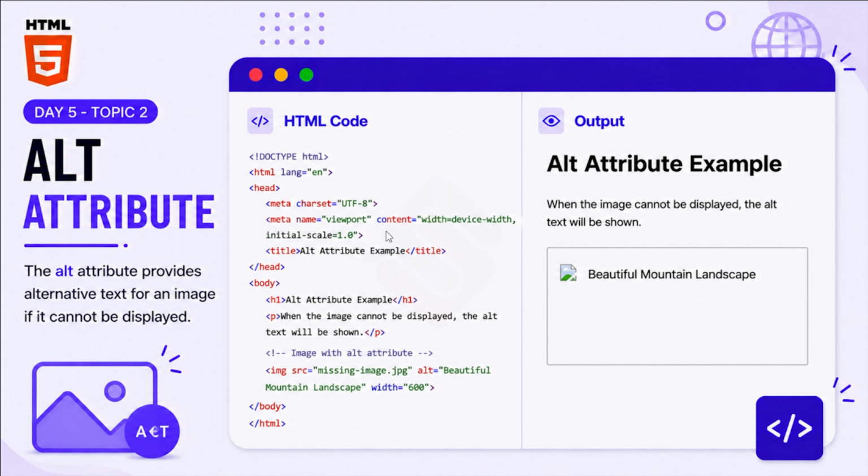Search engines cannot see images like a human. They use alt text to understand image contents. So good alt text improves accessibility, user experience and SEO ranking, so write a clear and meaningful description.